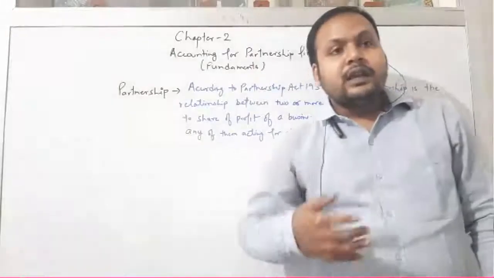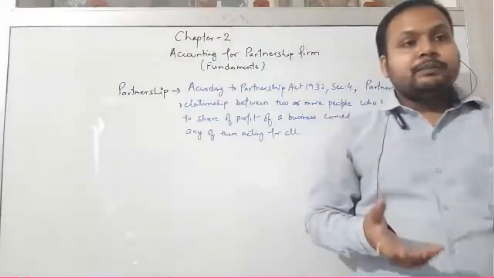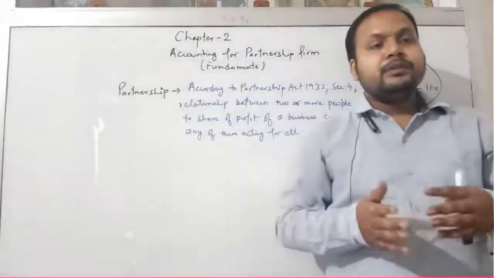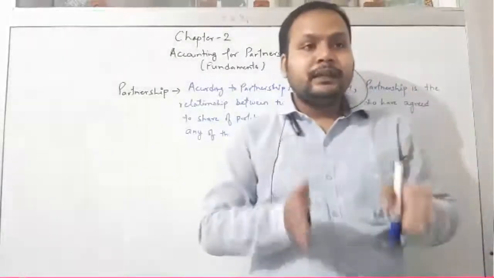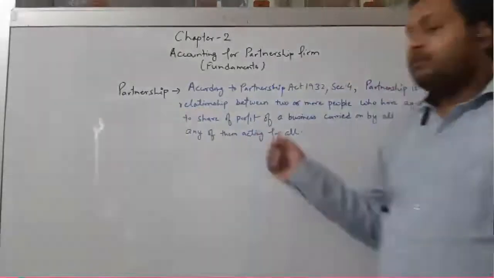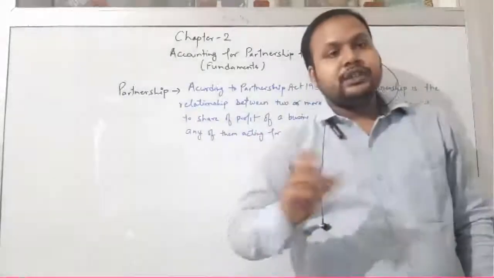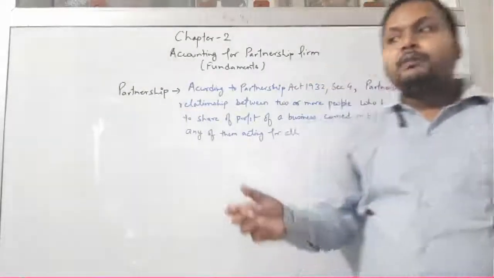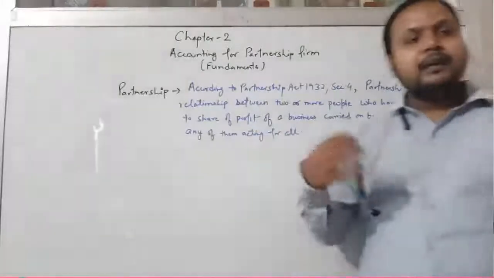So what is partnership? So partnership is a relation. एक रिलेशन है between two or more people. दो या दो से अधिक व्यक्तियों के बीच का एक संबंध है, एक रिलेशन है. Which kind of relation? To share the profit. प्रॉफिट को बांटने का रिलेशन है कि प्रॉफिट को हम बांटेंगे. Which kind of profit? बिजनेस के प्रॉफिट को, जो वो मिलकर बिजनेस चला रहे हैं.